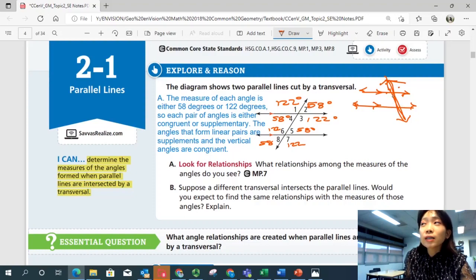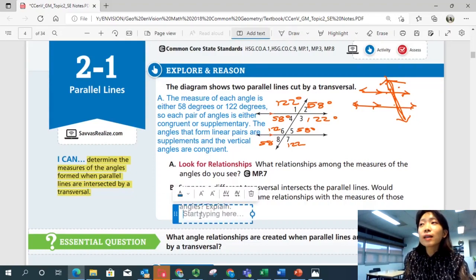For parallel lines, you can find out by measuring the angles that are corresponding, so they're on the corresponding side. Corresponding angles have the same measures. So you can expect them to have the same measures.